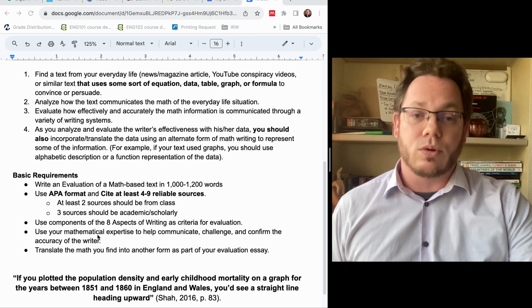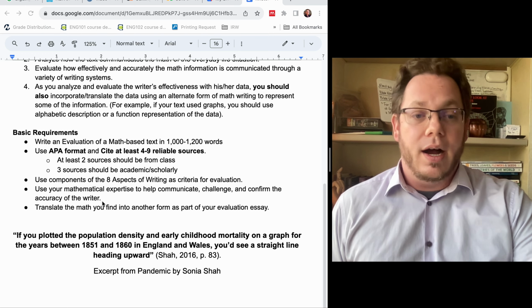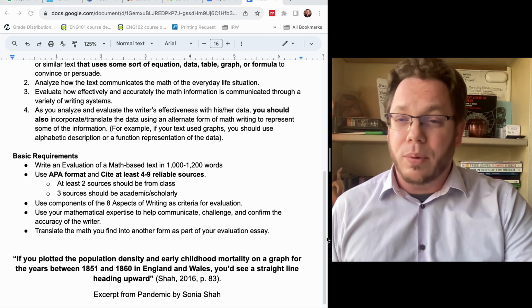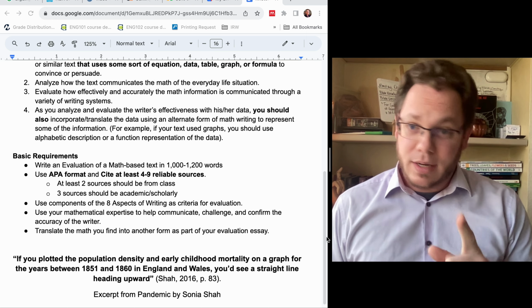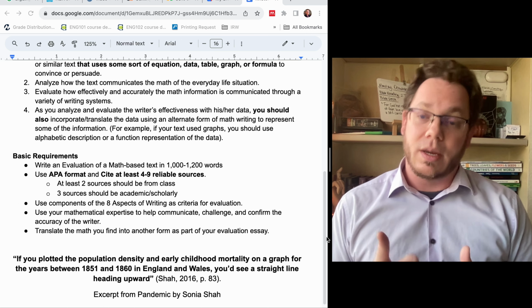And then here are the basic requirements. You can see them there. Hooray. As an example, we can pull this excerpt from the book Pandemic by Sonia Shaw, and I realize Pandemic should be italicized if we're using MLA or APA format.